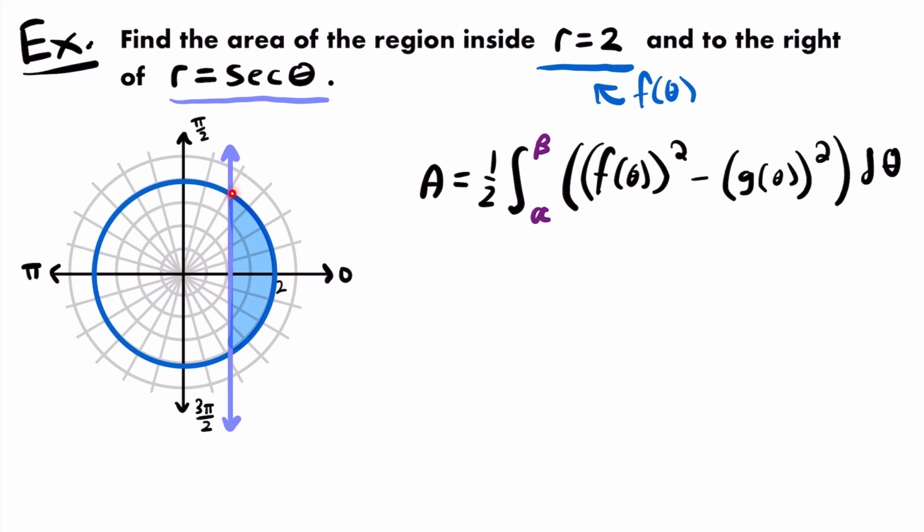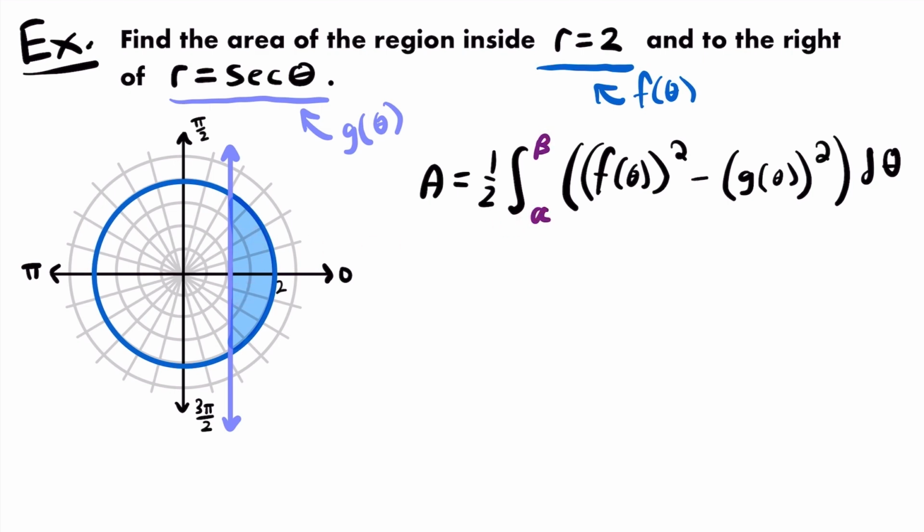The radius of this vertical line is smaller than the radius of this circle for this region where we want to calculate the area. And so r equals secant theta will be g of theta. All right, so now we know what f of theta and g of theta are for this definite integral. Now the only thing that we're missing are the angles of theta, alpha, and beta. These are the two angles for which this region lies between.